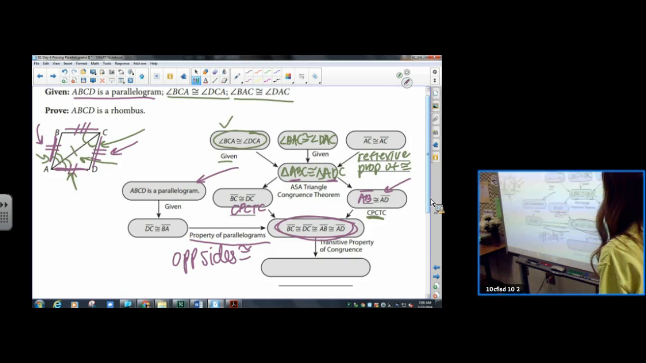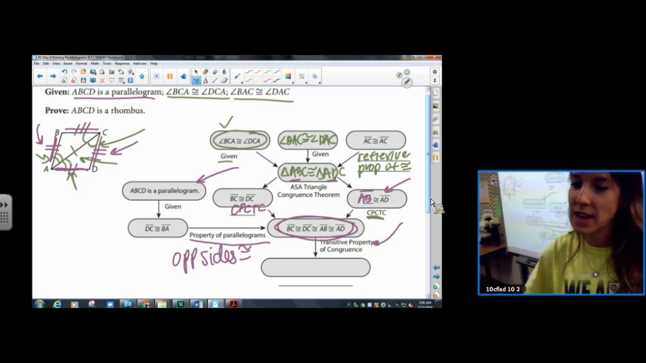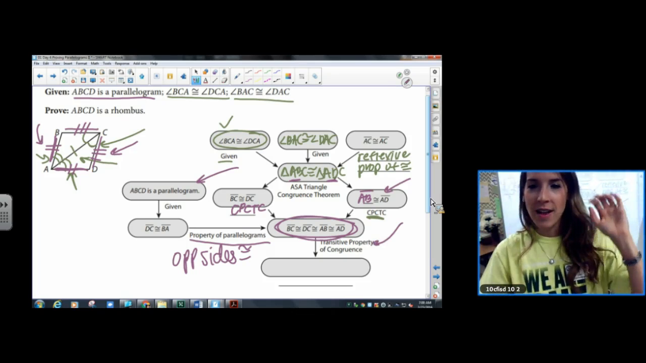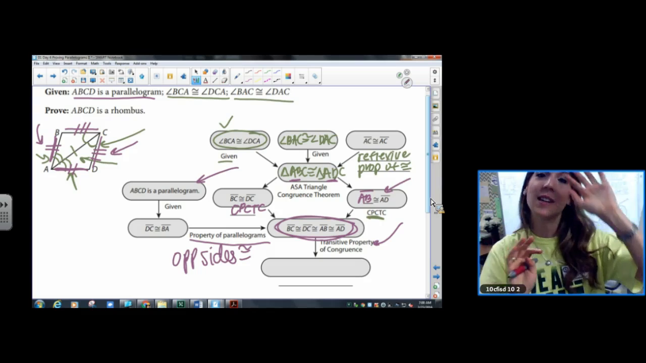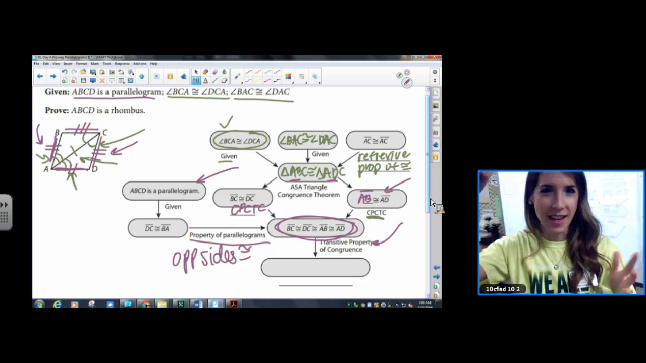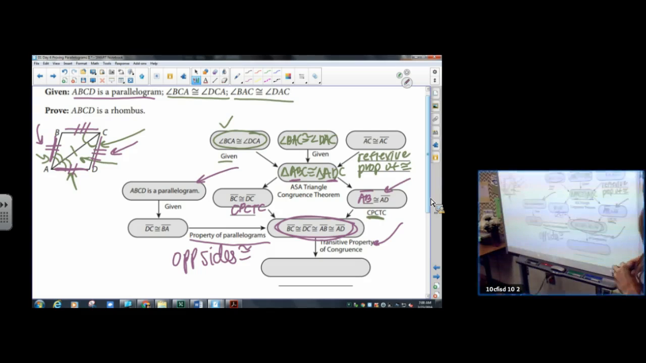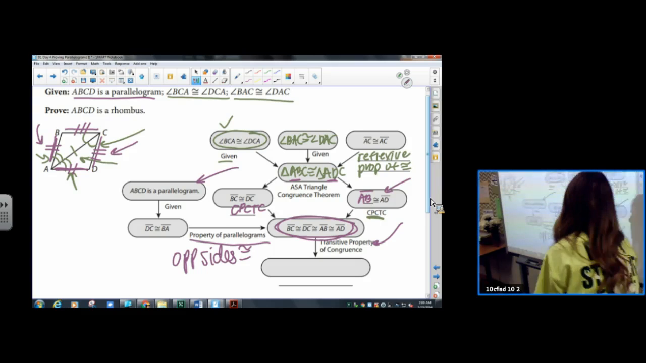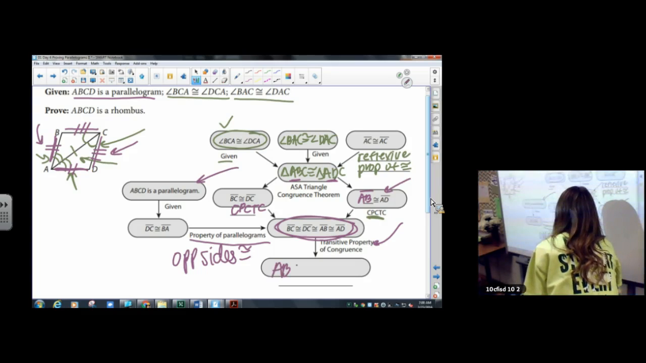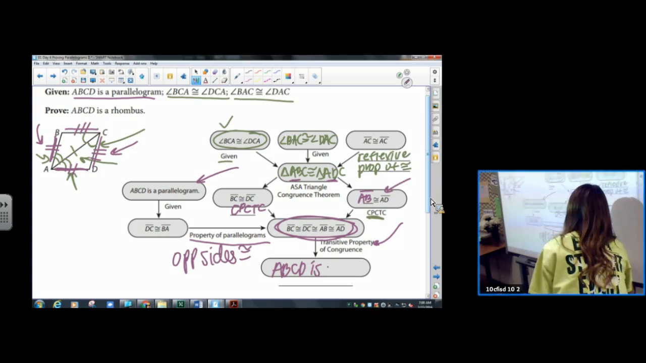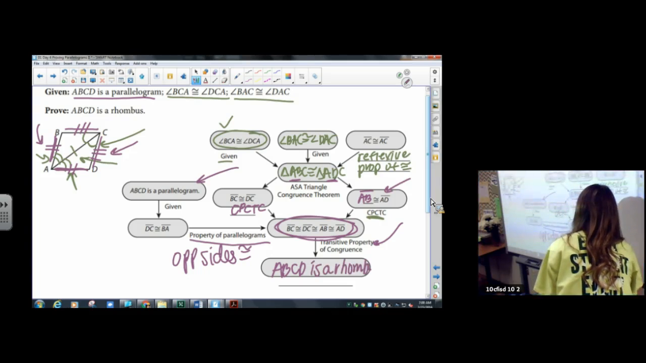You don't need to be too concerned about this one. It just means transitive property means that if A is congruent to B and B is congruent to C, then A is congruent to C. Kind of like that, okay? So we made it there. How do we always end? ABCD is a rhombus.